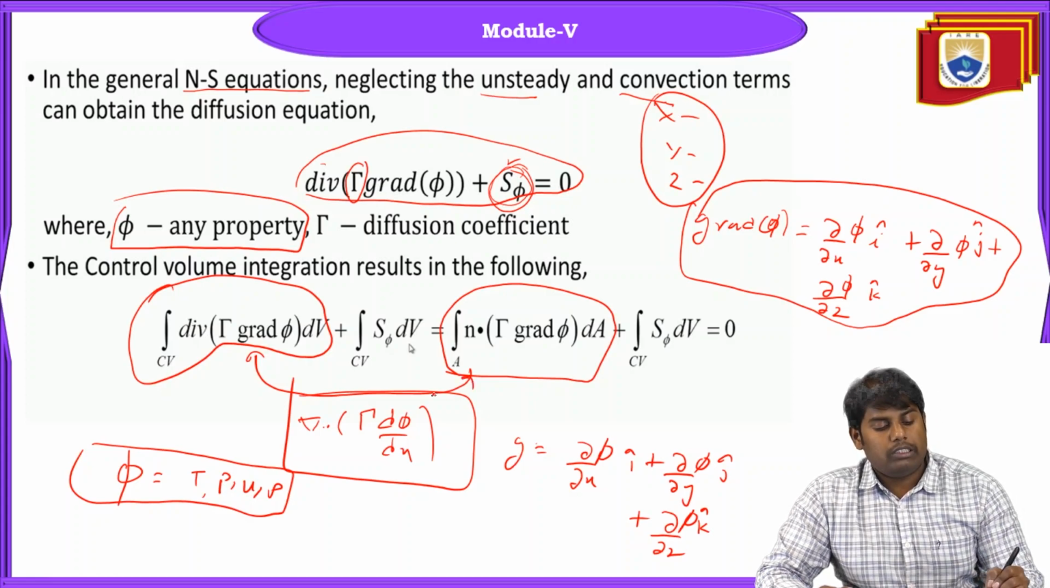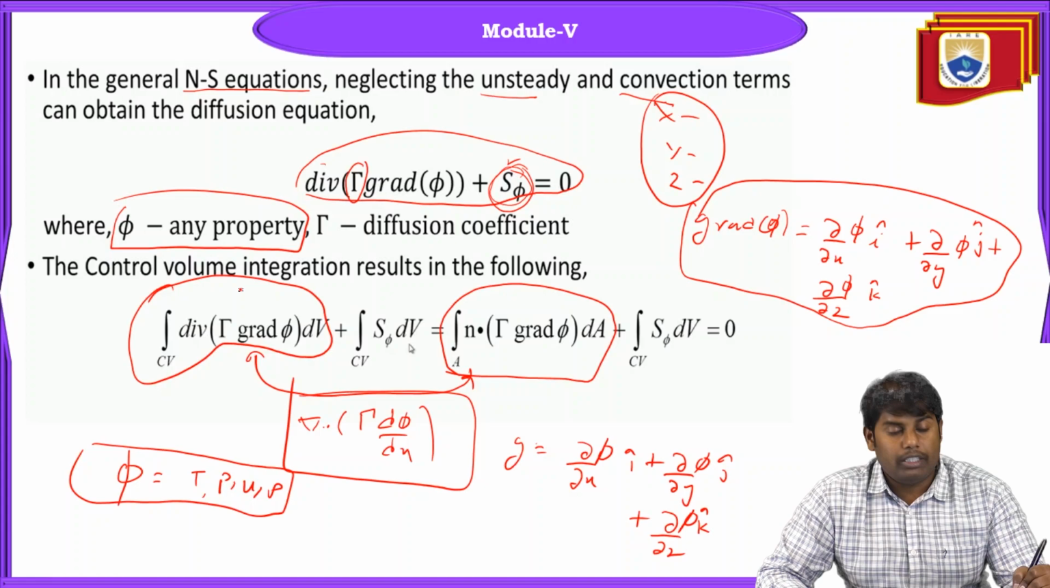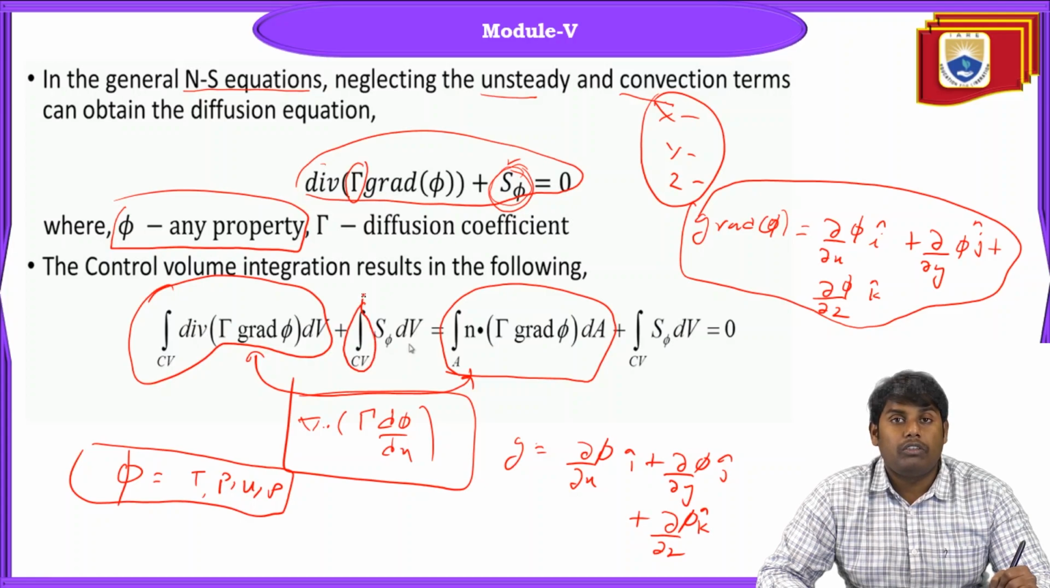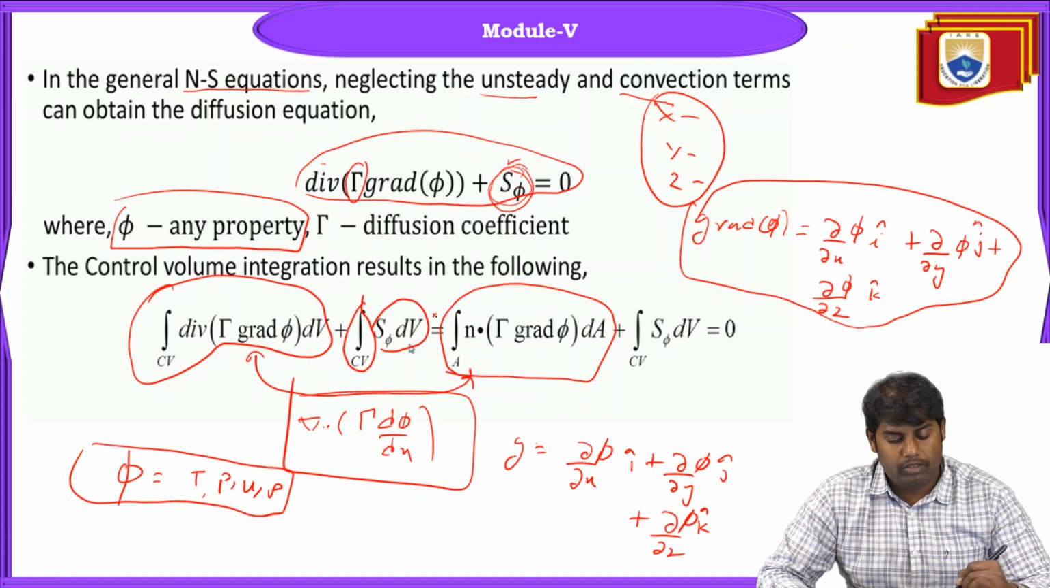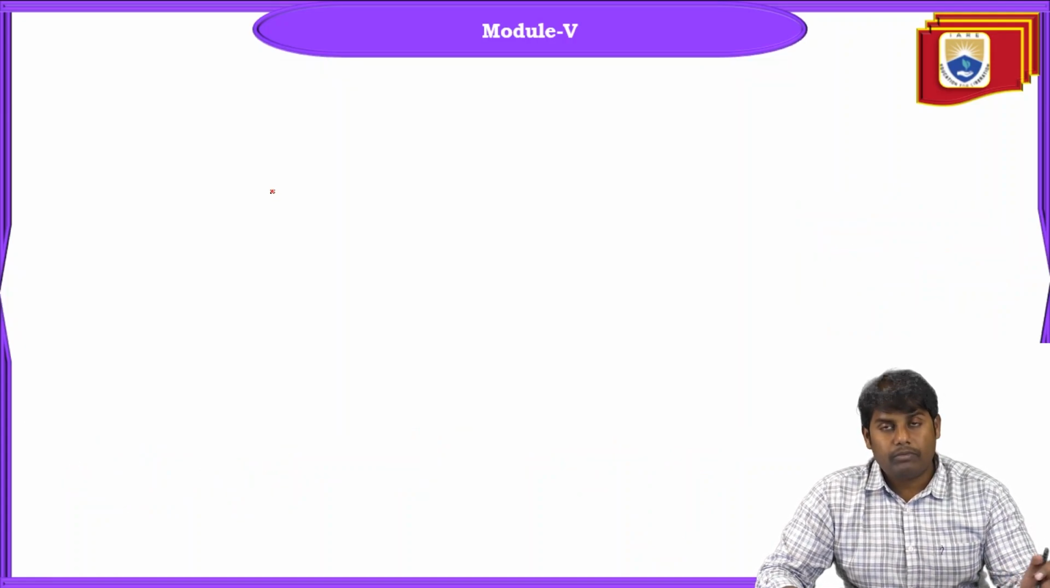So using Gauss theorem, we are converting the surface integral to a volume integral actually. So this feasibility is there, that's why we are doing this. And however, you have the control volume of the source term, which is a volume integral. So this is exactly the same. Fine. So this is what we have done.